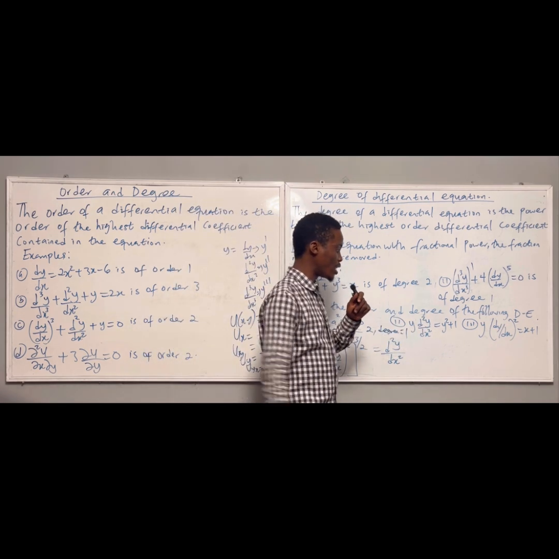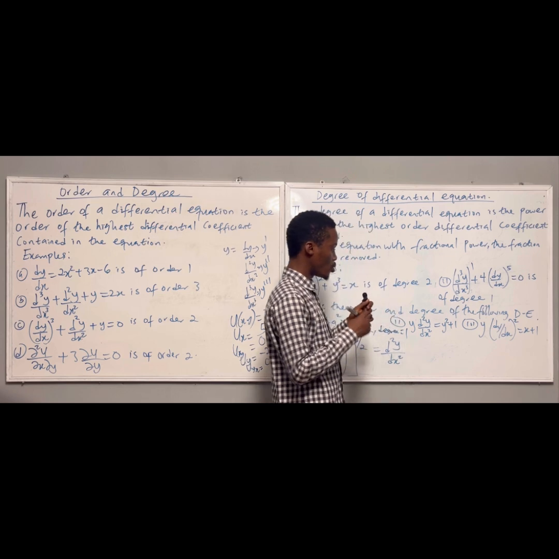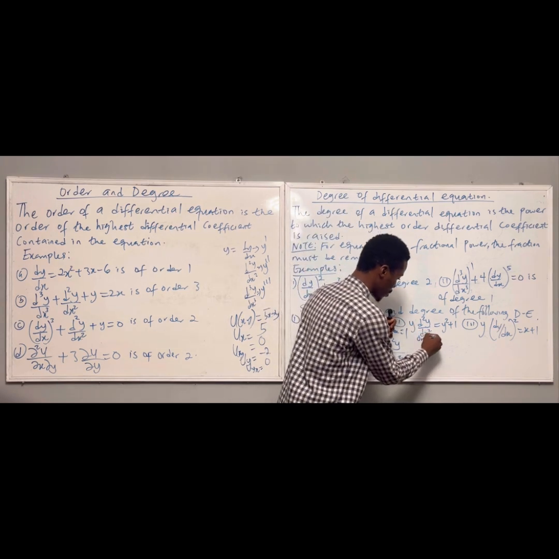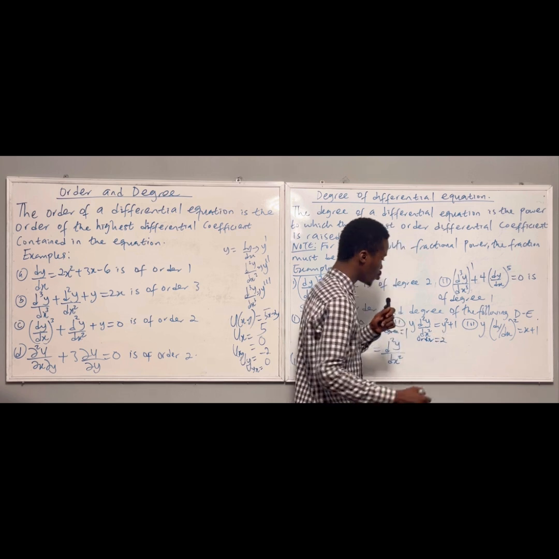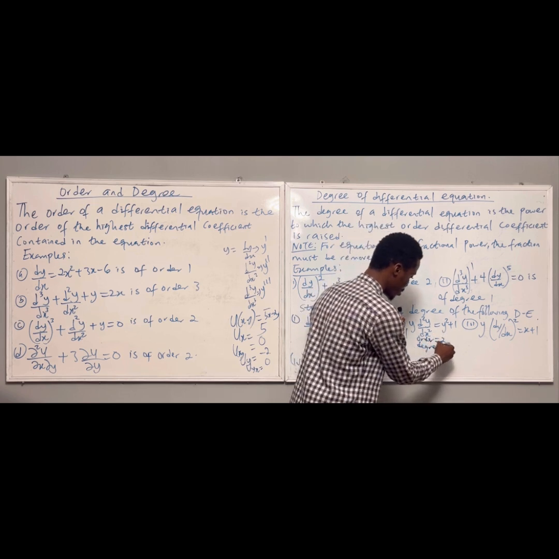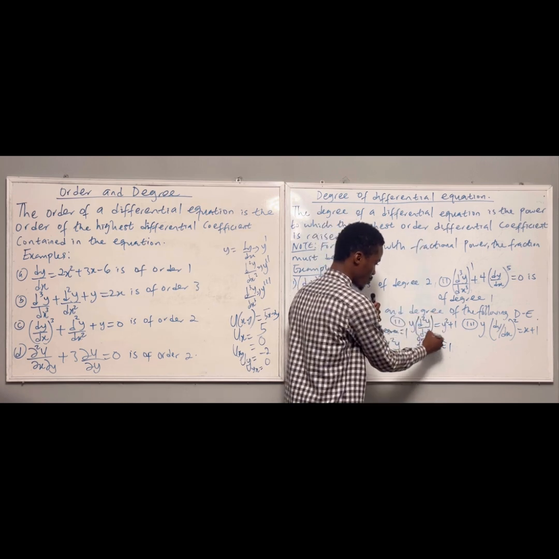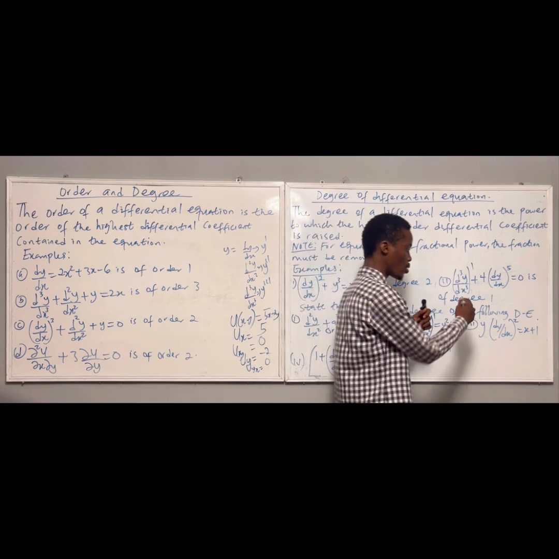So let us now consider this: d squared y over d x squared, y squared plus 1. You can see this is the derivative twice. So it means the order here is 2. And what is our degree? Our degree is 1. The power of this is 1.